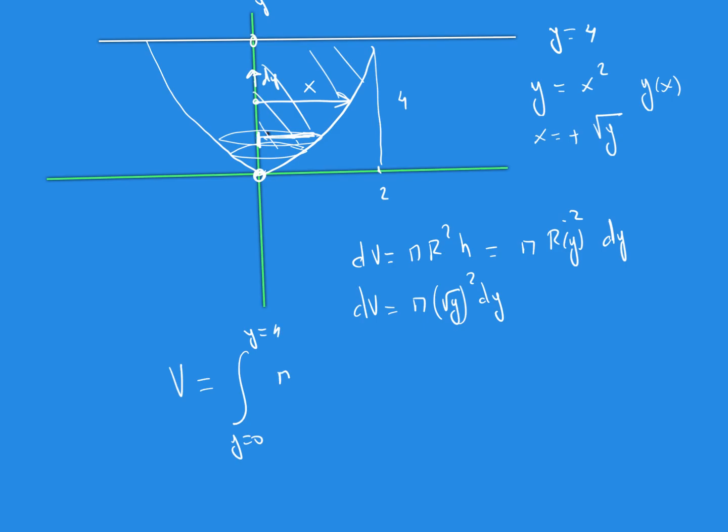Of what? Pi y dy. What would this be? It would be pi y squared divided by 2. What will this be between 0 and 4? It will be pi times 4 squared, which is 16, divided by 2, or 8 pi.